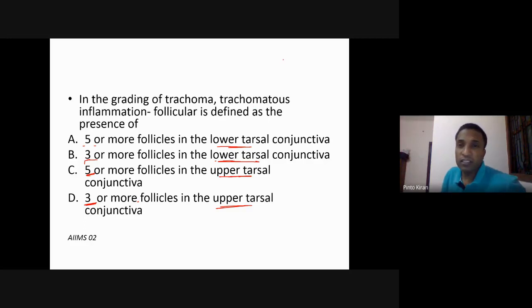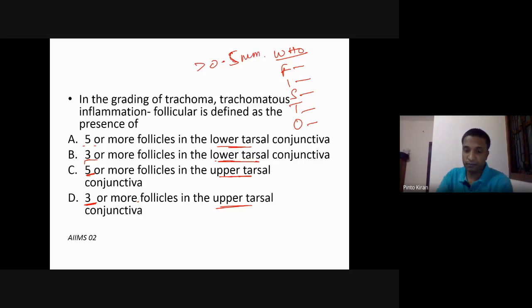Again, you should know that WHO classification. That is FISTO. Go back, read. If you read 2-3 times, you will remember. Very simple. So 5 or more follicles in the upper tarsal conjunctiva is defined as the presence, and the size should be more than 0.5 millimeter.